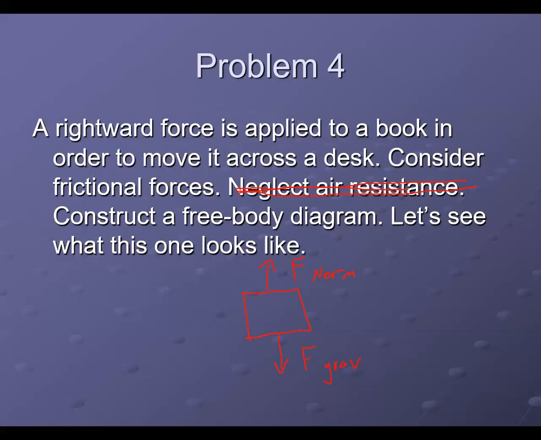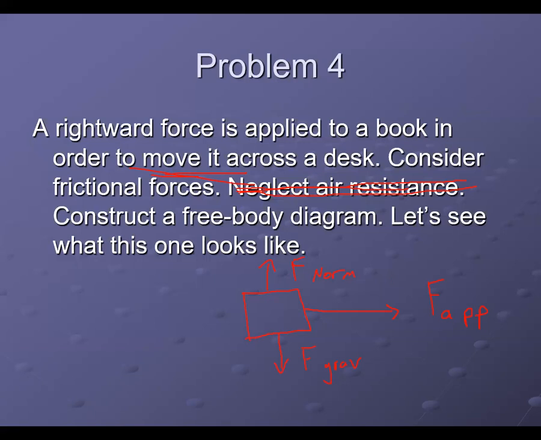Now, this says that it's being a rightward force, so a force going to the right. I'm going to make this nice and large because why? It's being moved, right? It's being moved. So that's why I'm making this a bigger arrow. It's not moving up or down, which is why those two arrows are equal size, but it's being pushed to the right, hence the bigger arrow. So this is the applied force. So force of app. All right, that's the applied force.